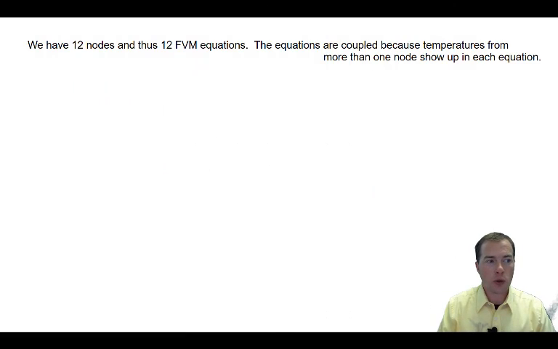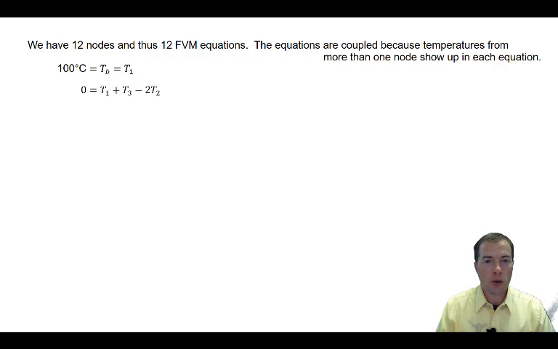We have 12 nodes and thus 12 finite volume method equations. The equations are coupled because temperatures from more than one node show up in each equation. Let's look at each equation one by one now. For the first node, the temperature is simply set equal to the boundary temperature, since this boundary condition is known temperature.